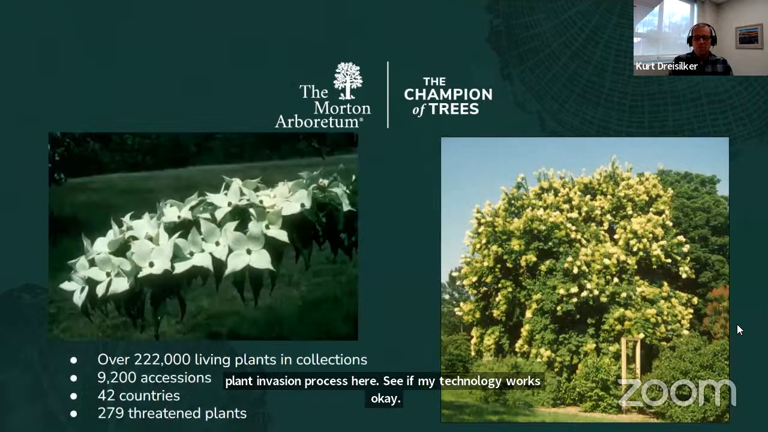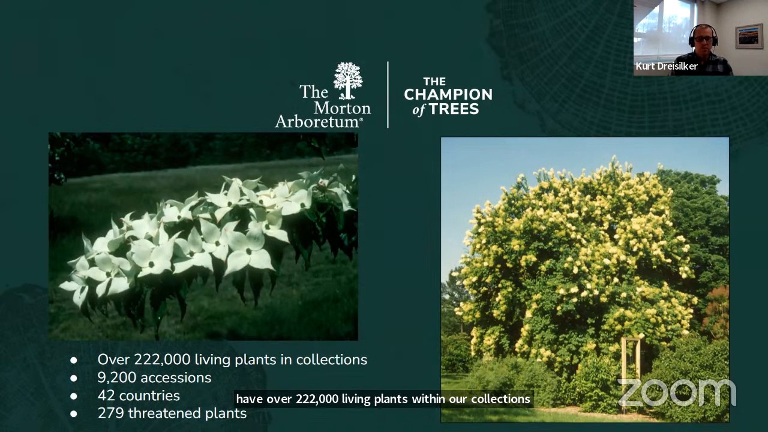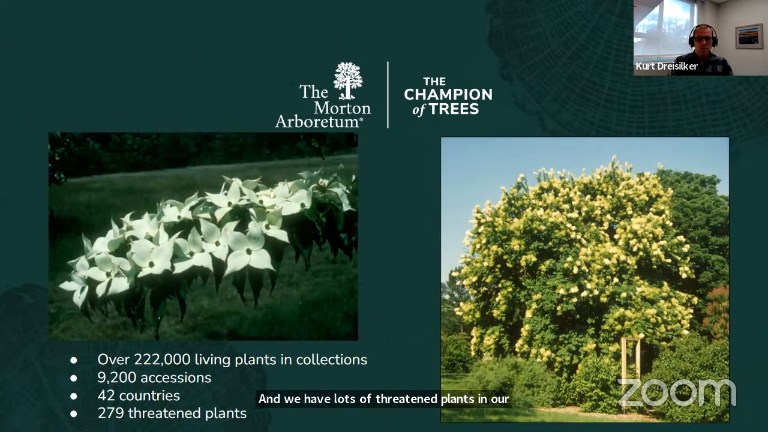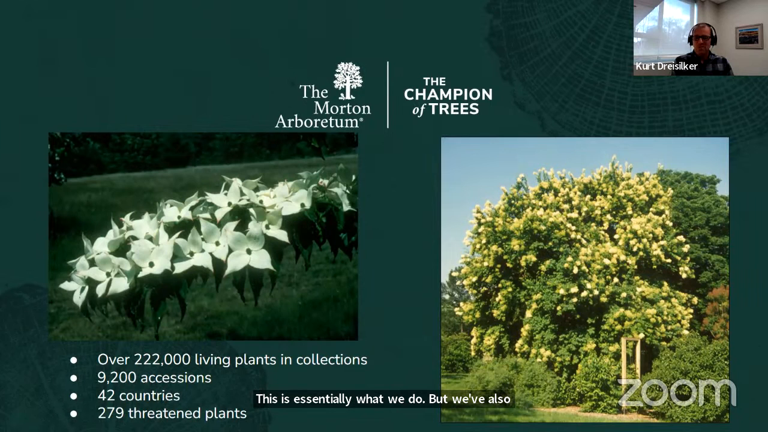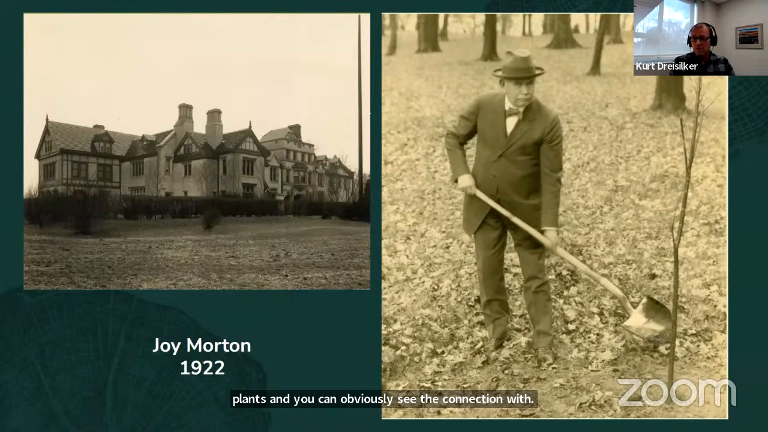Just a bit about the Morton Arboretum in general. As a tree museum, we have over 222,000 living plants within our collections. These come from all over the world, from 42 different countries, as you can see in some of the stats at the bottom of the screen. And we have lots of threatened trees and shrubs in our collections as well. So this is a very important part of our mission. This is essentially what we do. But we've also been questioned about having all these non-native plants, and you can obviously see the connection with plant invasions.